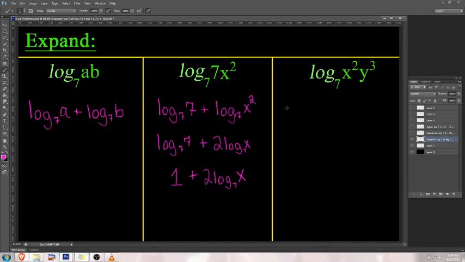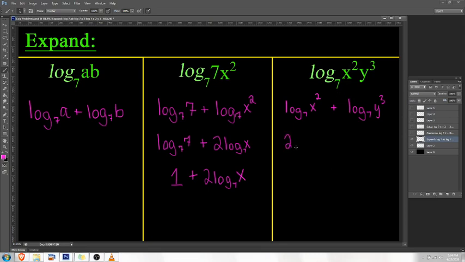Okay, so we're gonna break it up. We're gonna have log base 7 of x squared because we're multiplying. We're gonna add log base 7 y cubed, okay? And now these exponents are going to move out in front.